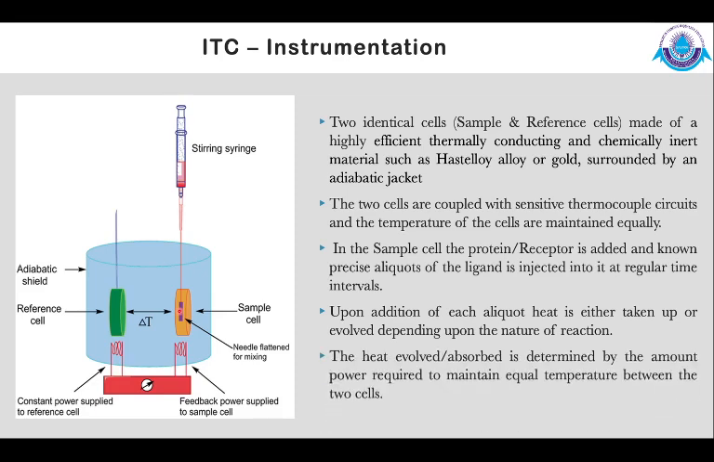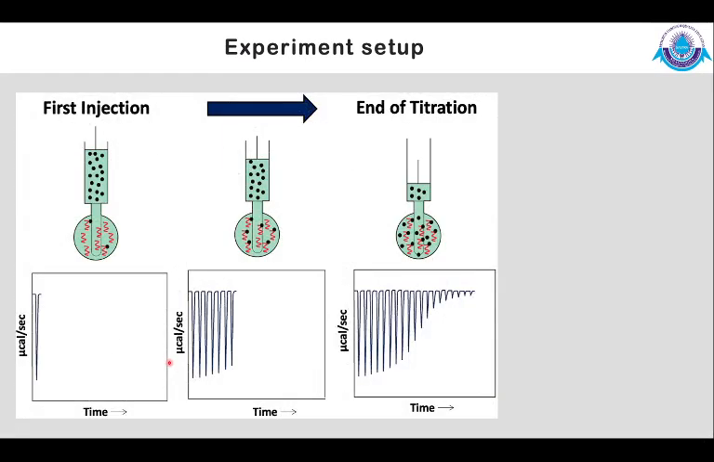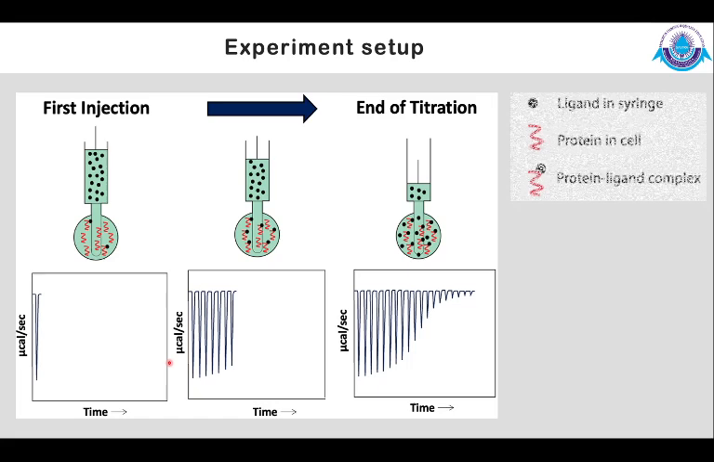That release or absorption of heat is measured by the thermal coupler. Basically, when heat is released, the temperature of the cell goes up, and the coupler tries to adjust the temperature by absorbing the heat. The amount of heat absorbed by the thermal coupler is measured in microjoules, and if heat is released, it is measured by the same setup.